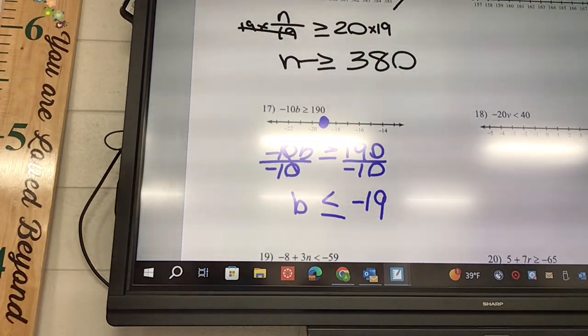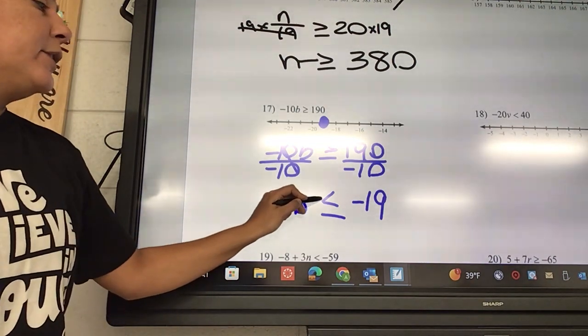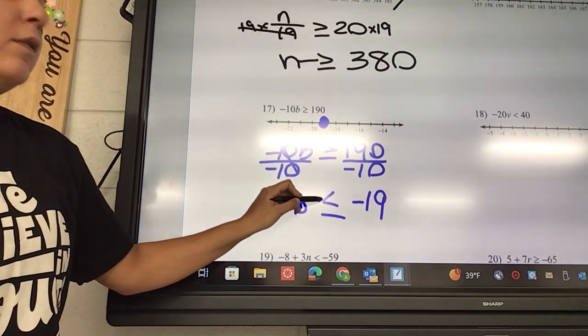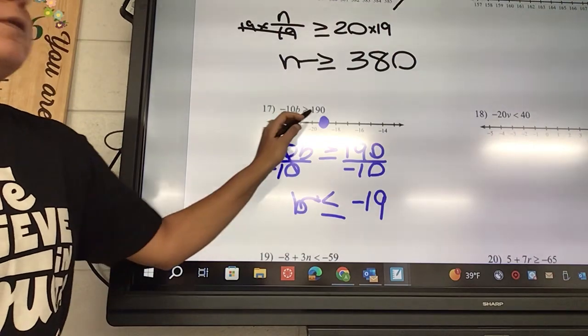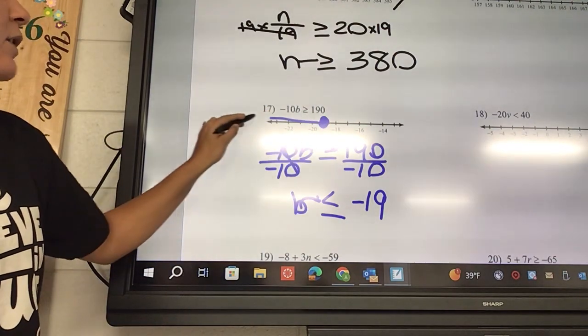Okay, so this says B is what part of the mouth are we touching first? The small one. Small, okay? Which way is smaller, negatives or positives? Negatives, so it's gonna be going this way.